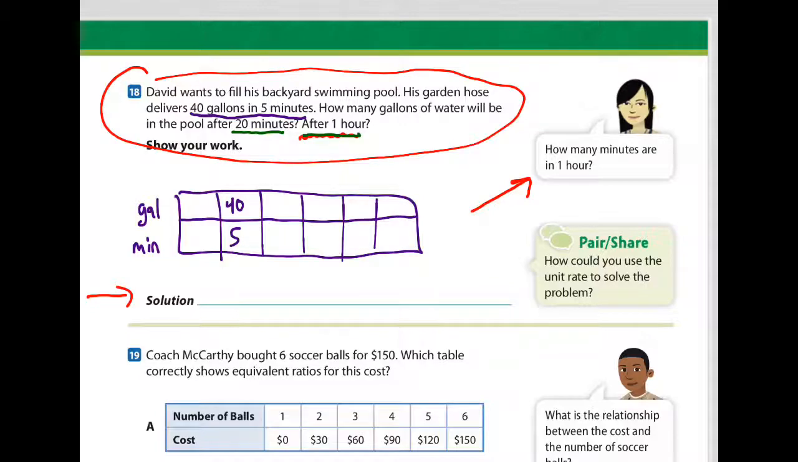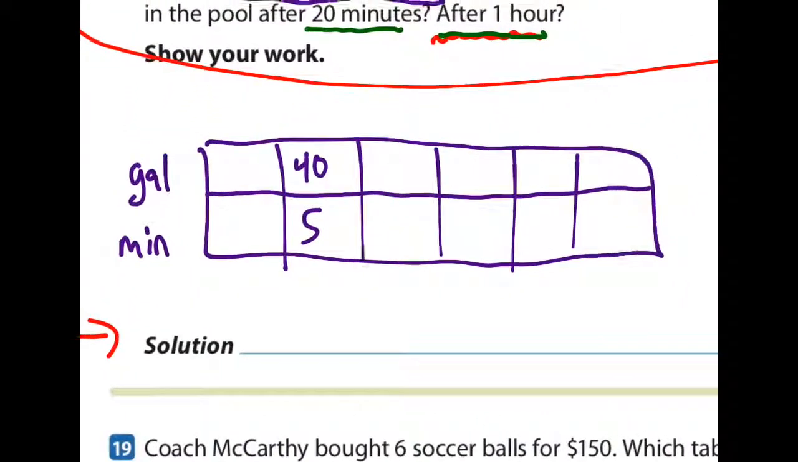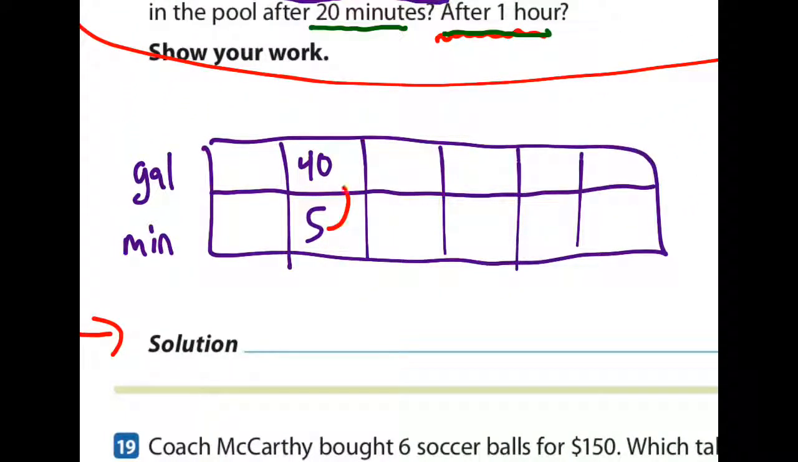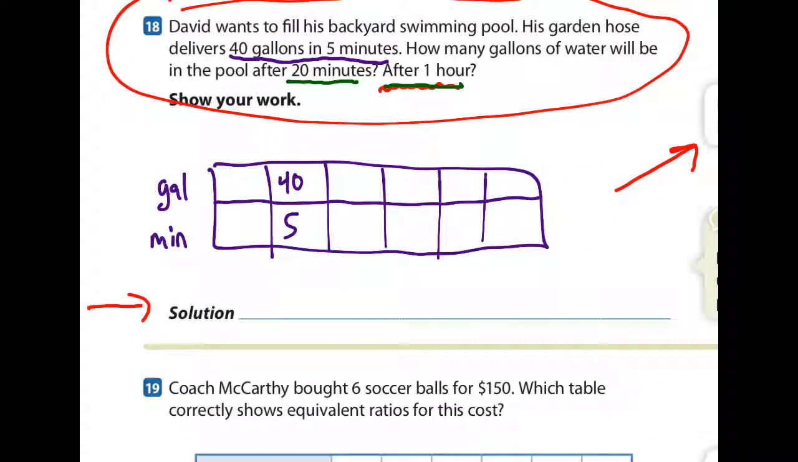Now, I have to figure out the relationship between minutes and gallons. So did you figure that out? Did you notice that if you multiply the number of minutes by 8, you'll get the number of gallons, because 5 times 8 is 40. All right, so remember that, the times 8. So what if I had 1 minute? Well, what's 1 times 8? It's 8, right?